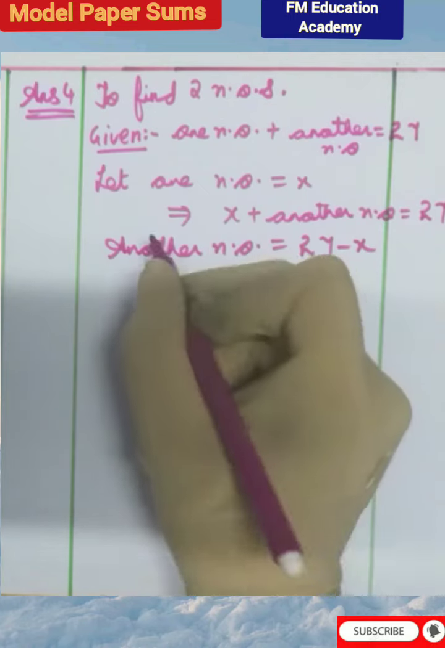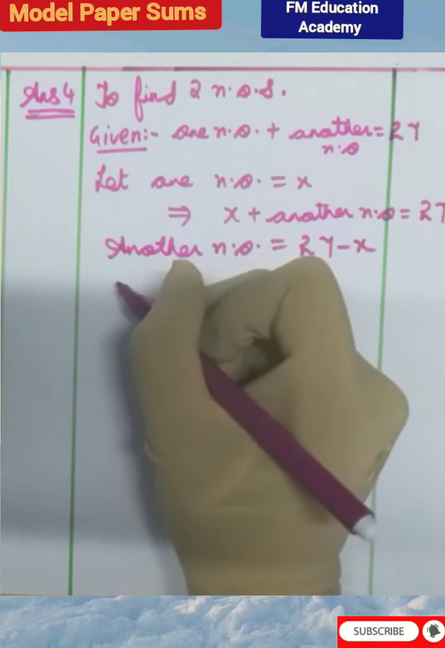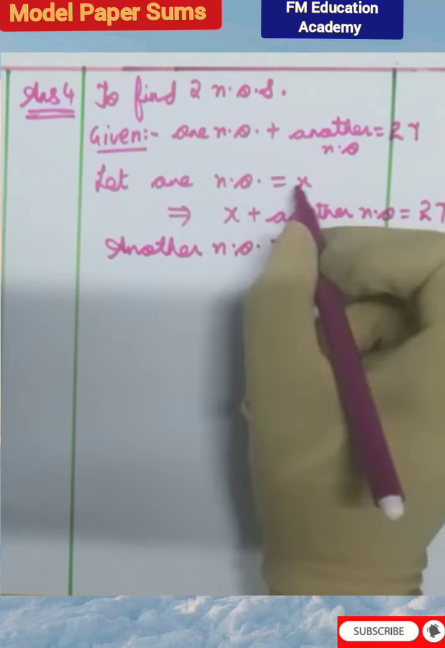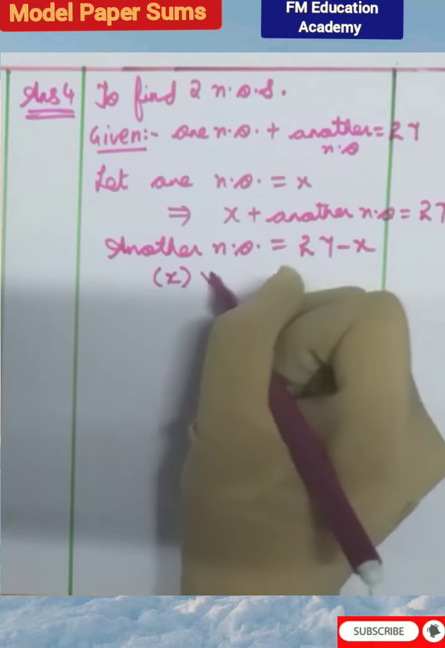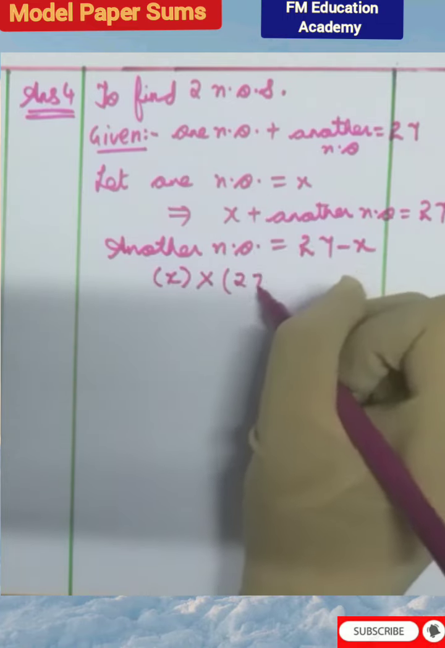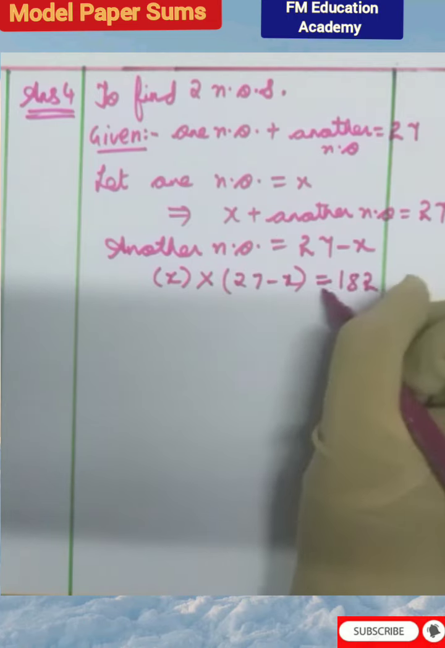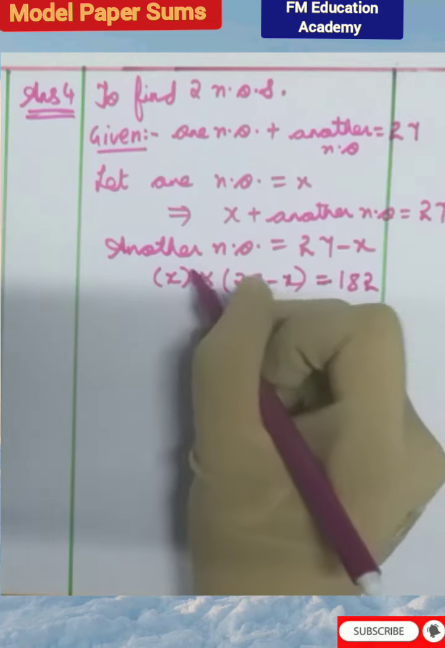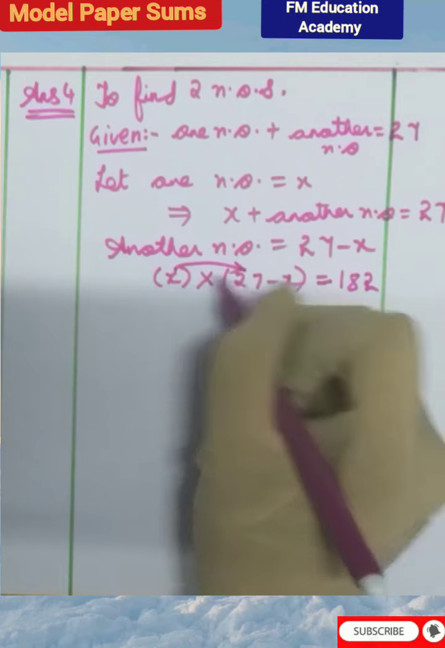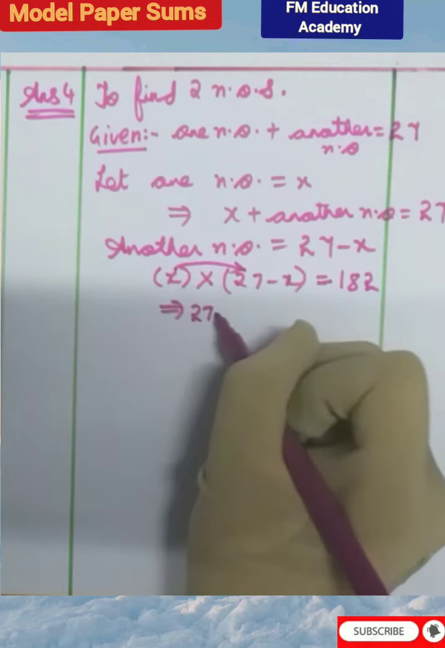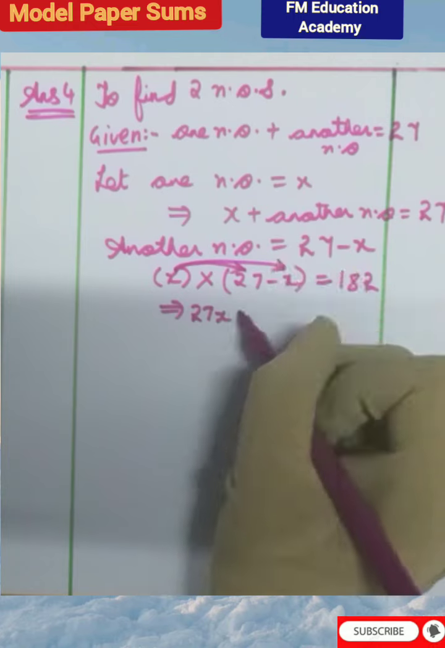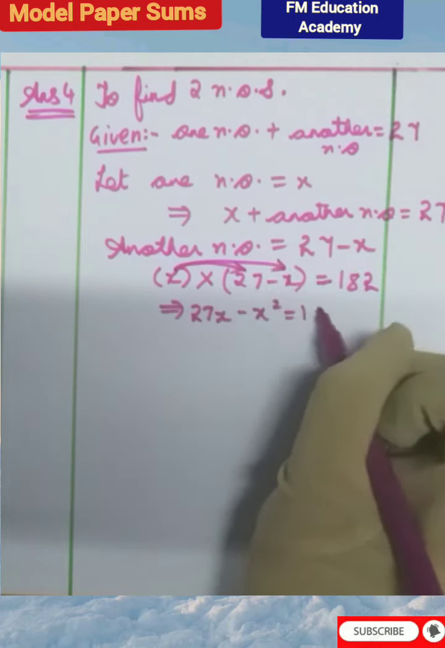Now one more thing given to us in the question was product of two numbers is 182. So one number is x we got. So x product means into other number is 27 minus x. What is that given as? 182. So equal to 182. Now since it is multiplication we can open these brackets. X into 27 is 27x and x into minus x is minus x square is equals to 182.